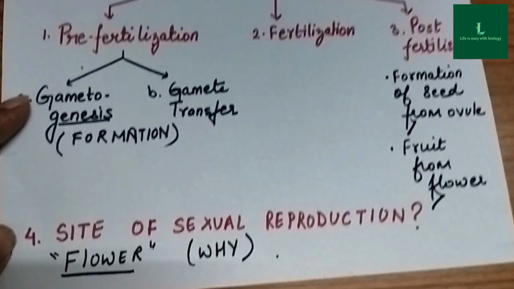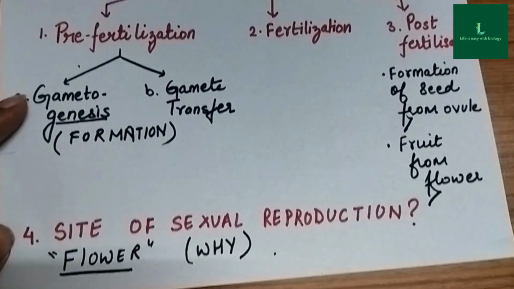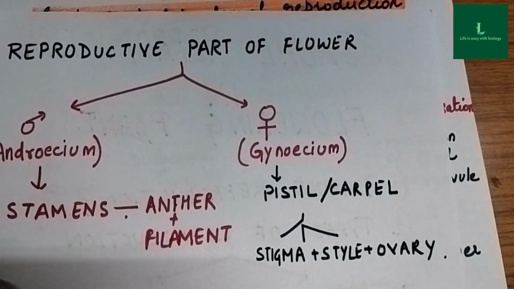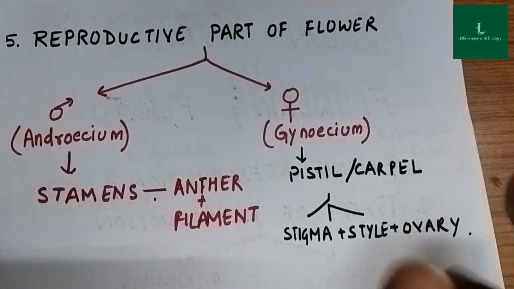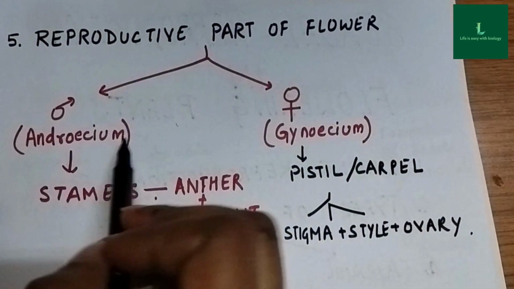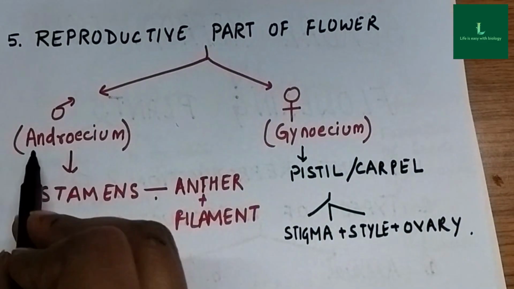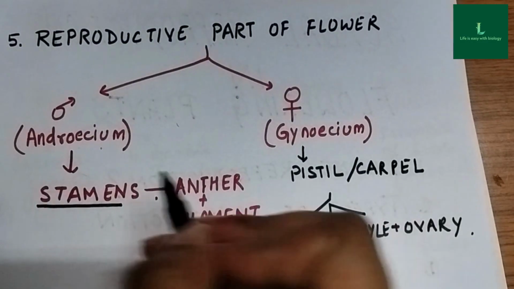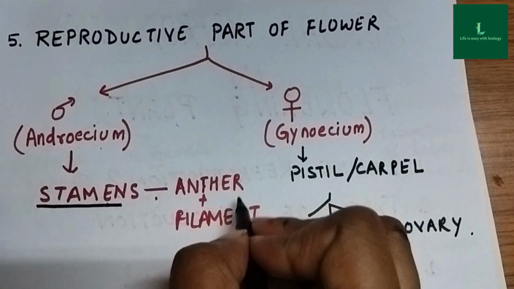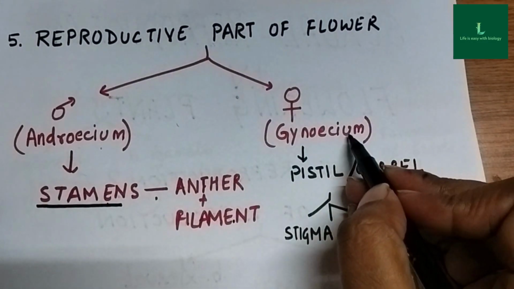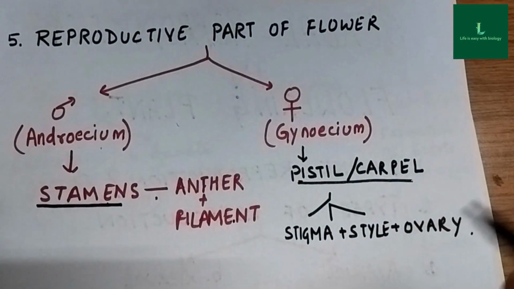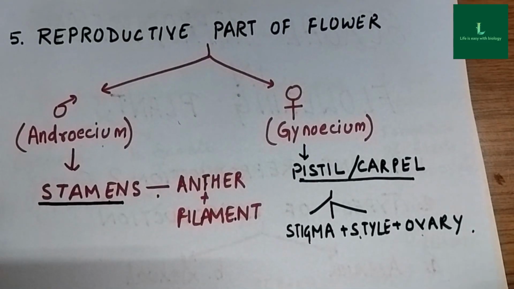Fine. Now, in the reproductive part of the flower, you will see that the male is called the androecium and the female is called gynoecium. The androecium consists of stamens, which are further composed of anther and filament, whereas the gynoecium is made up of pistil or carpel, which is composed of stigma, style and ovary.